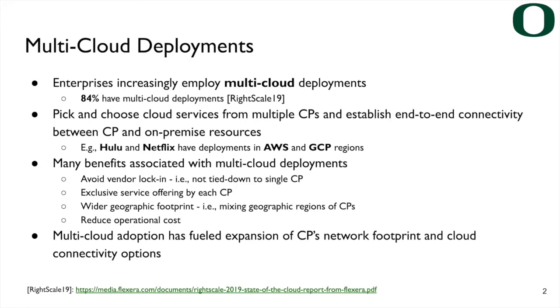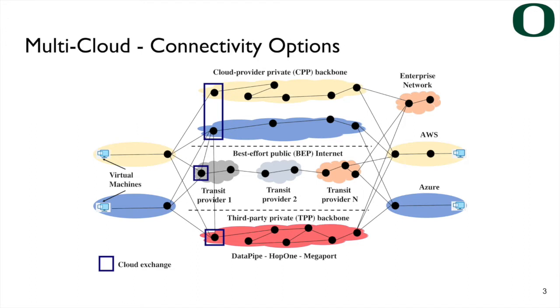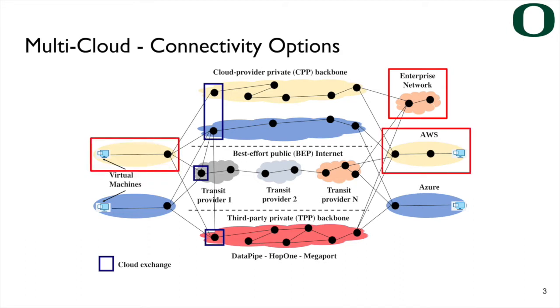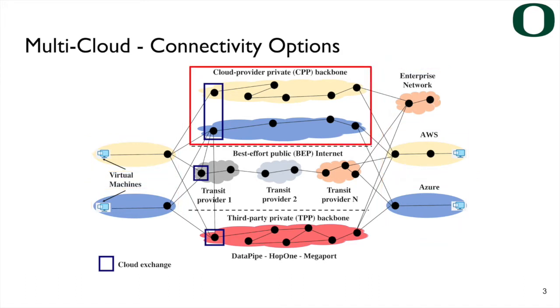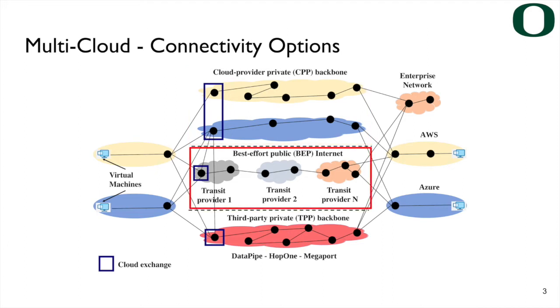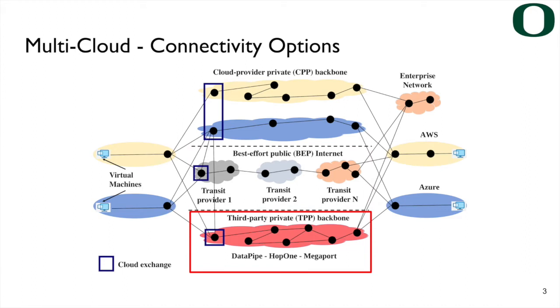This multi-cloud adoption has fueled the expansion of cloud providers' network footprint and cloud connectivity options. In terms of the connectivity options, I'm going to be using this high-level figure to illustrate the different options that are available. So on the right-hand corner, we have an enterprise network. This enterprise network is leveraging regions of AWS and Azure. In terms of connectivity, they could utilize the backbone of these cloud providers, or they could go to the public internet where they basically are going through different transit providers. And lastly, they could leverage the backbone of third-party connectivity providers such as DataPipe, Hop1, and Megaport.